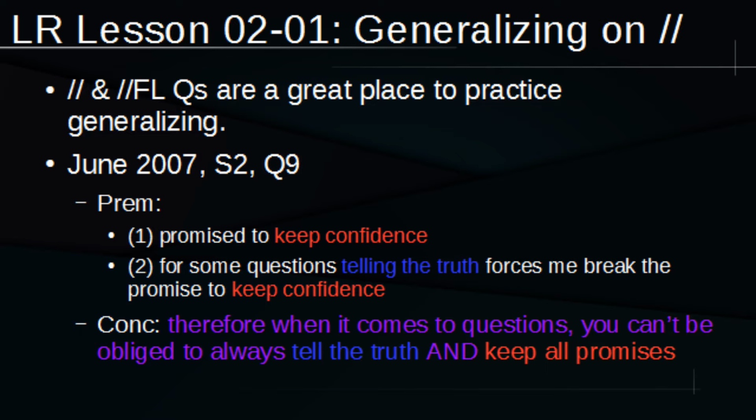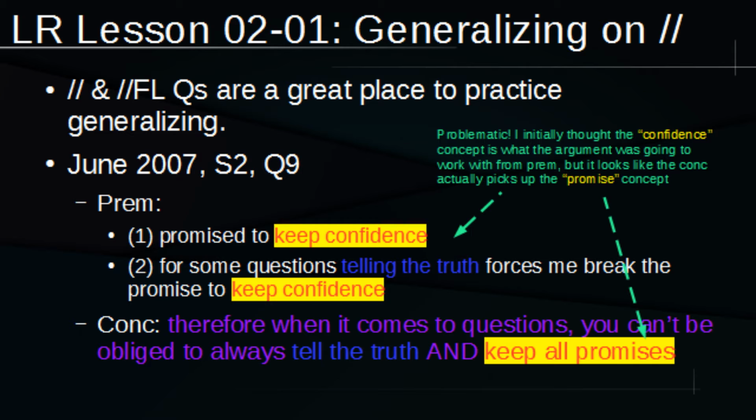And finally, the last sentence does get to a conclusion here. Therefore, when it comes to questions, you can't be obliged to always tell the truth and keep all your promises. And so I see the tell the truth part lines up pretty cleanly from premise 2 to the conclusion. The keep all promises part, though, is problematic.